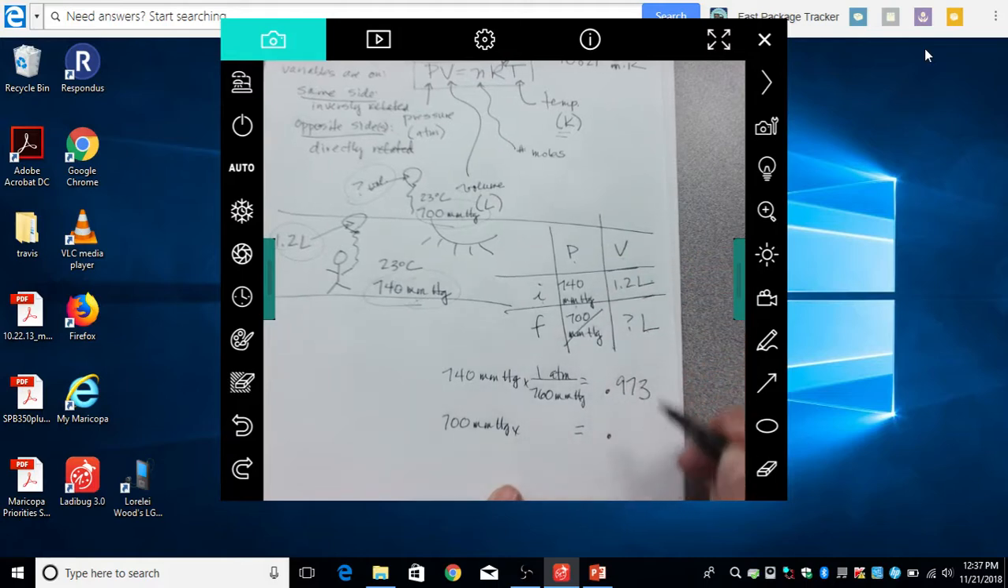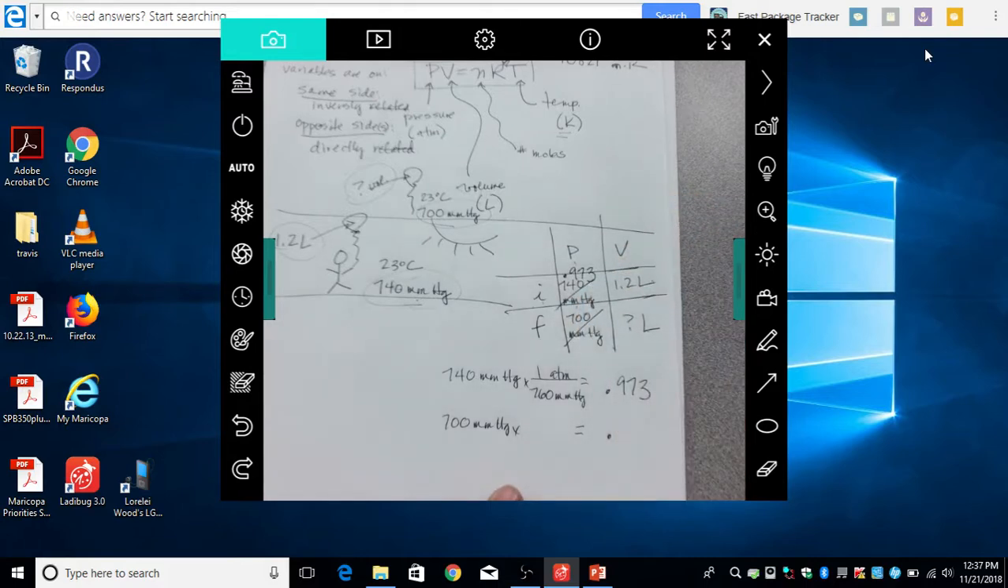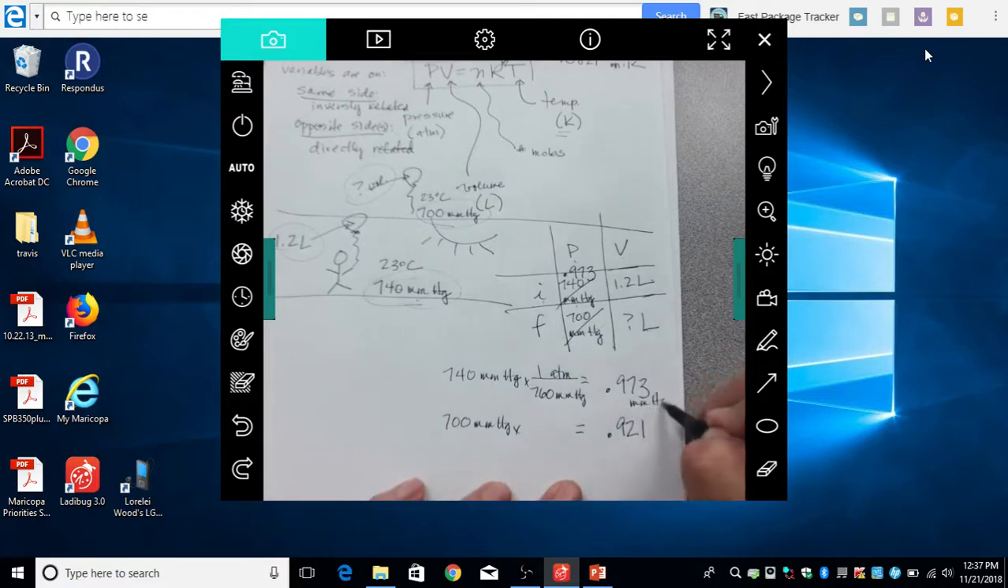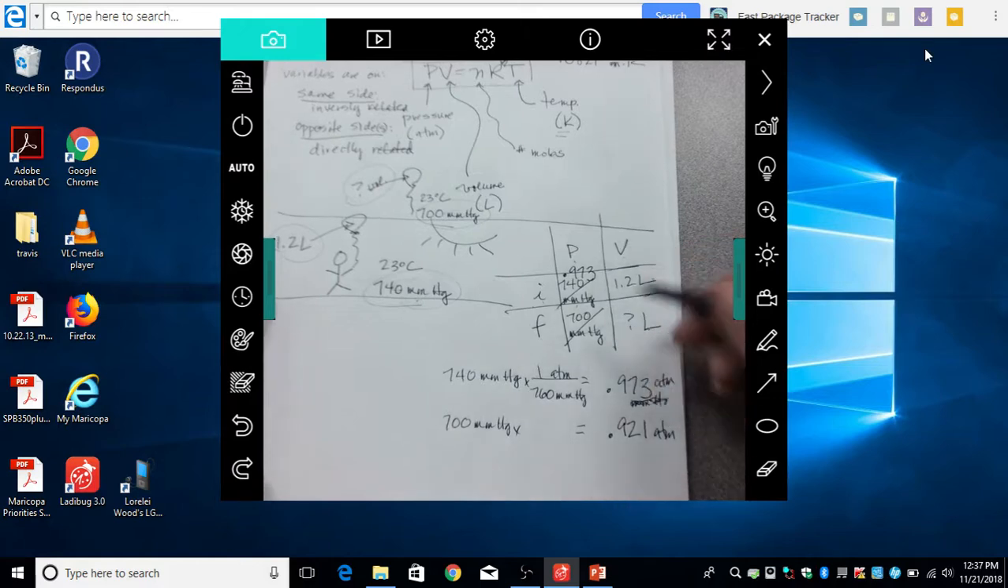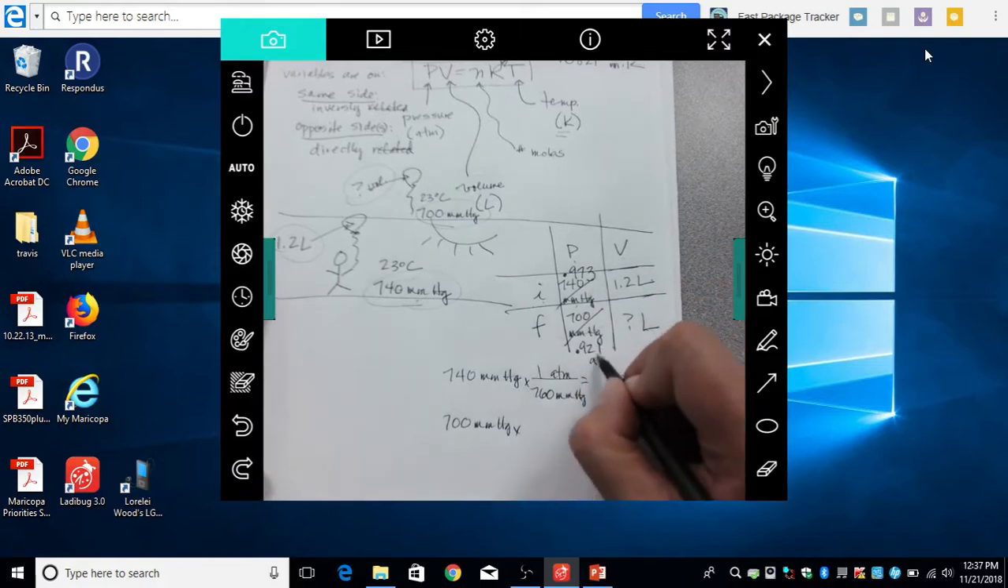Thank you. What's the next one? 700 divided by 760 is what? 0.921. Okay. Oh, that's ATMs. All right, so now I'm going to put my variables in correct form in my organizational chart here.